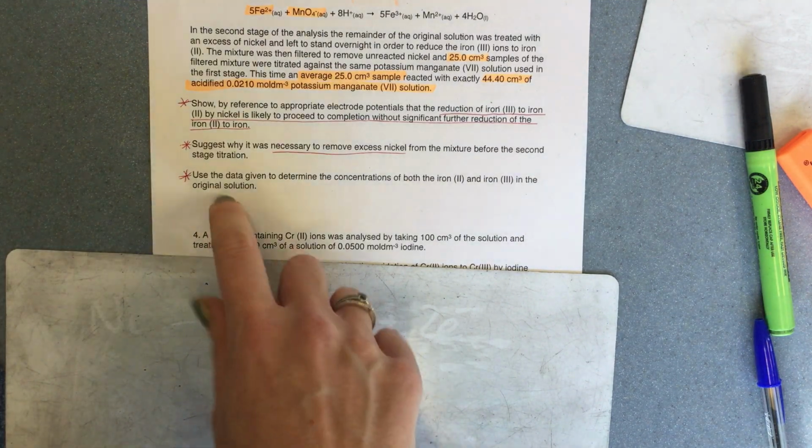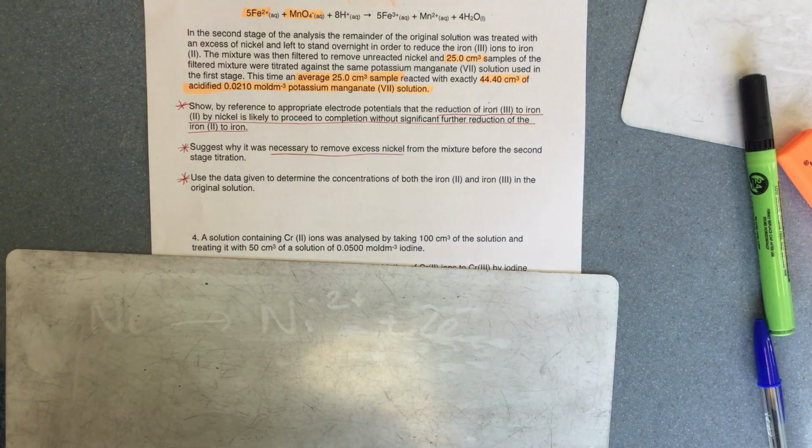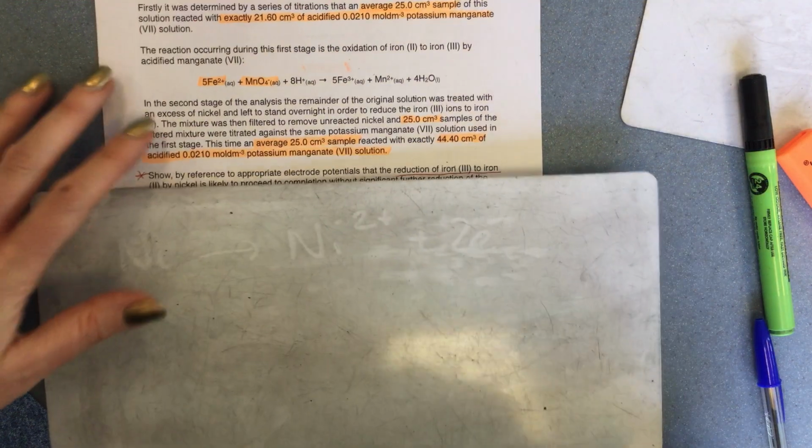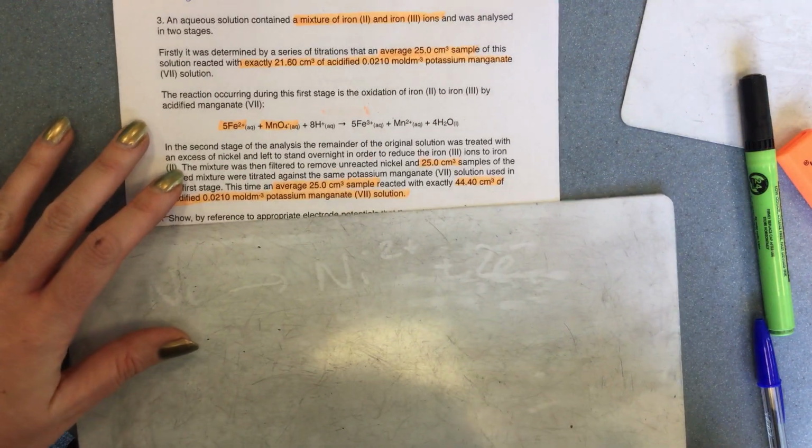Okay, so here's the real beefy question. Here's the calculation part. Use the data given to determine the concentrations of the iron 2 and the iron 3. So the iron 2 part is easy peasy. It's a standard titration question. I'm just going to work out.